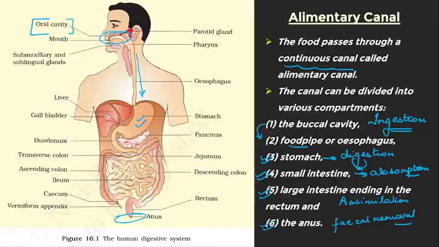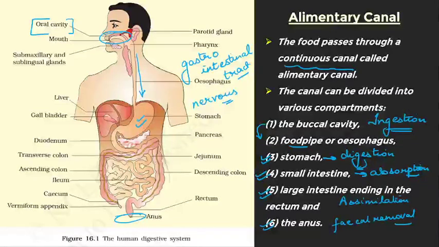Now all this is happening one by one. That means there needs to be very good coordination in this alimentary canal, which is also called the gastrointestinal tract. So in this gastrointestinal tract, when all these processes are happening one by one, there needs to be coordination, and that coordination is maintained by our nervous system, or you can say it happens through neural control as well as hormonal control.